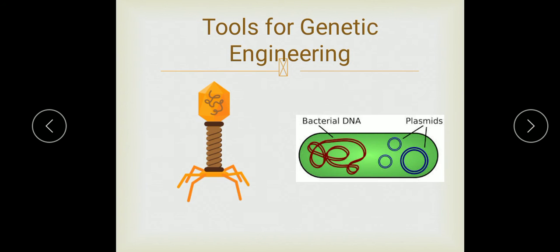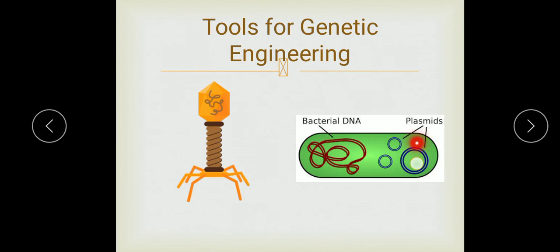Okay, now you can see here in the diagram, this one is a bacteriophage virus, and this virus is also used as a vehicle in the process of genetic engineering, or recombinant DNA technology. This is the bacterial cell, and the bacterial cell can also be used as a host in this recombinant DNA technology. Plus, from the bacteria we also obtain this plasmid vector.